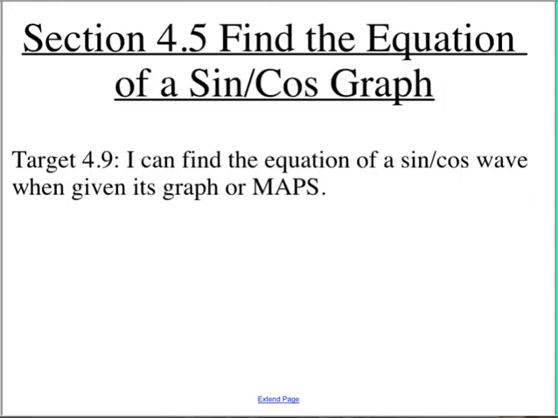So this video covered part of section 4.5, writing equations from sine and cosine waves.